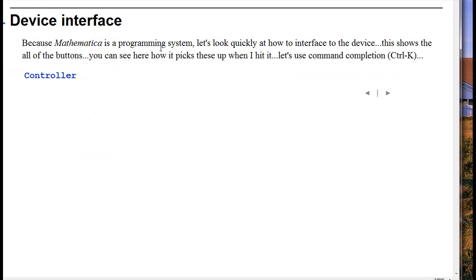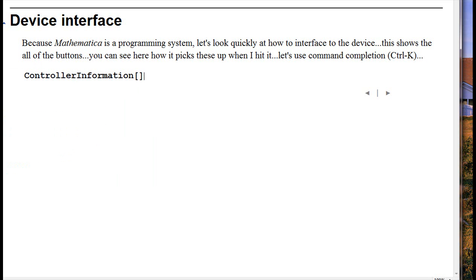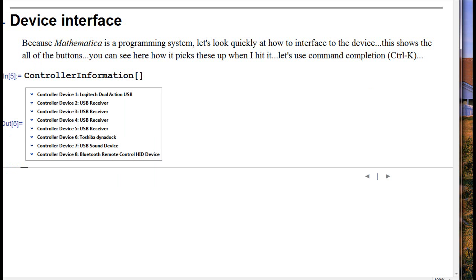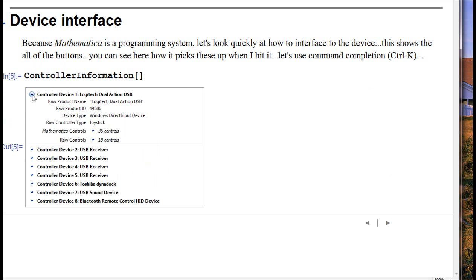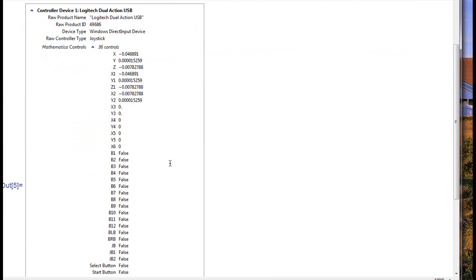Now, because Mathematica is a programming system, let's look quickly at how to interface to the device. This shows all the buttons, and you can see here how it picks these up when I hit them. Let's use command completion. So here's controller. I'll use Control K, and I'll pick up controller information. And I execute that, and here's the control device, Logitech. And here are the Mathematica controls. And so here are all these controls.